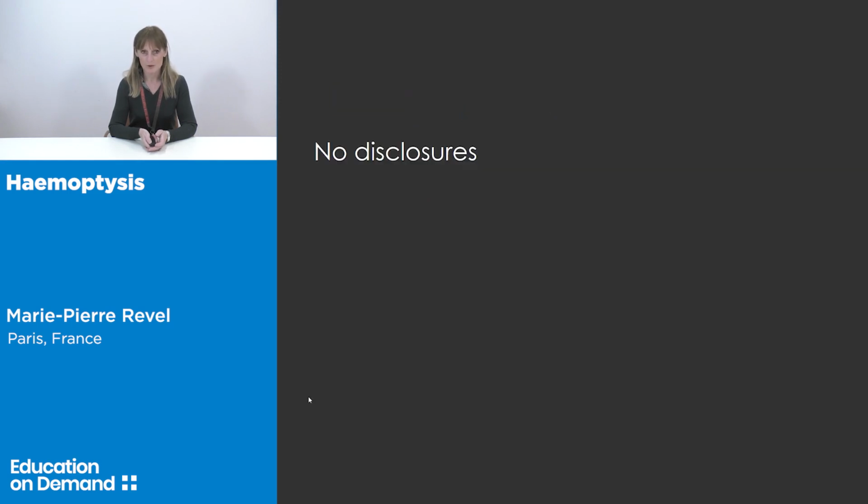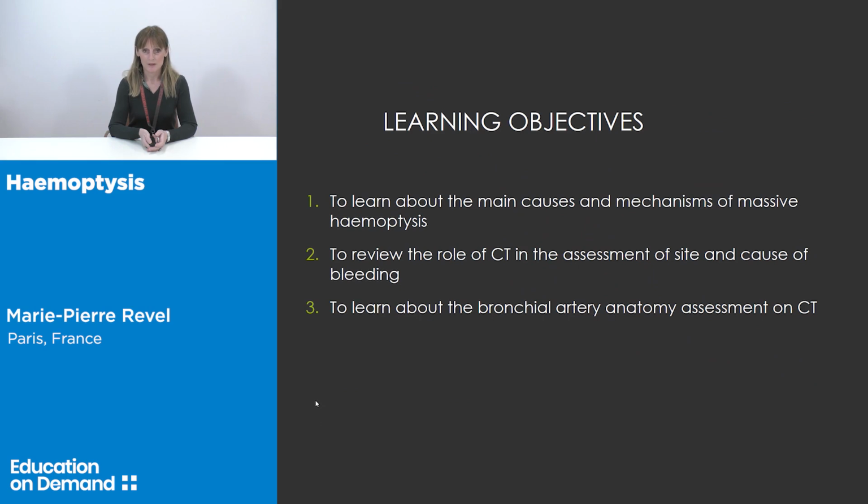I have no disclosures. So these are the learning objectives: to learn about the main causes and mechanisms of massive haemoptysis, to review the role of CT in the assessment of site and cause of bleeding, and to learn about the bronchial artery anatomy assessment on CT.